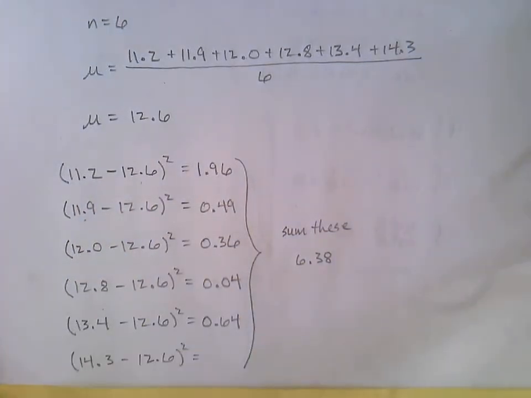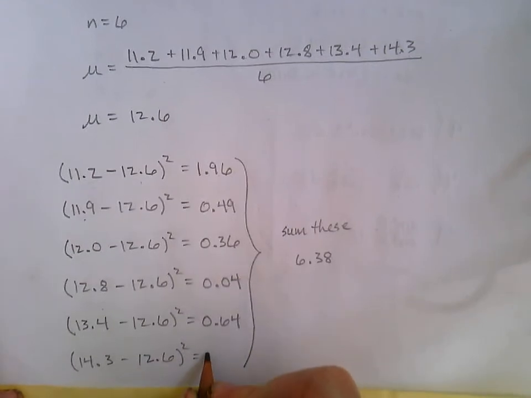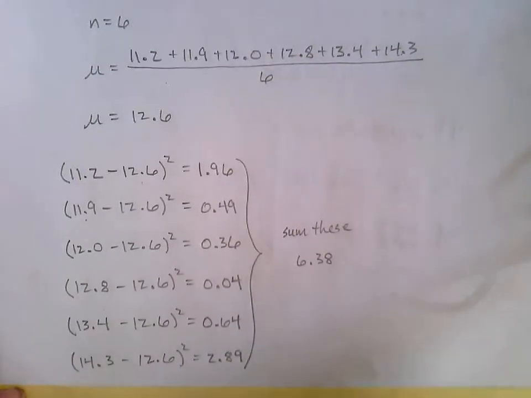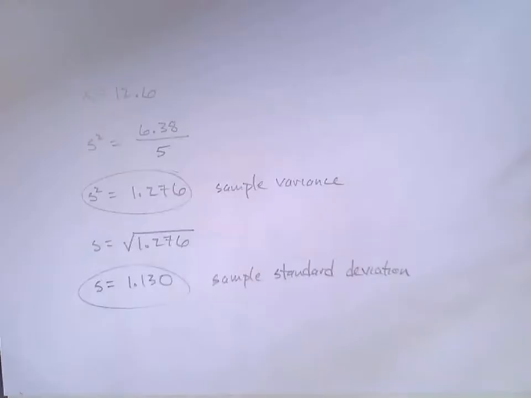Well, anyway, we just got one left. 14.3 minus 12.6, and we're going to square. Oh, that one will do it for us. Okay, that's the big one. 2.89. So we plugged in each.